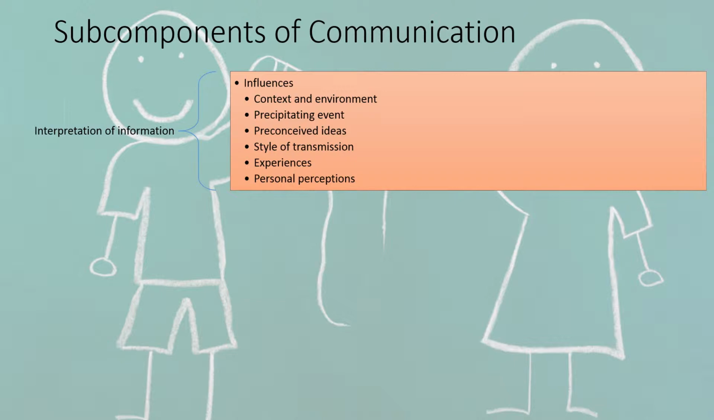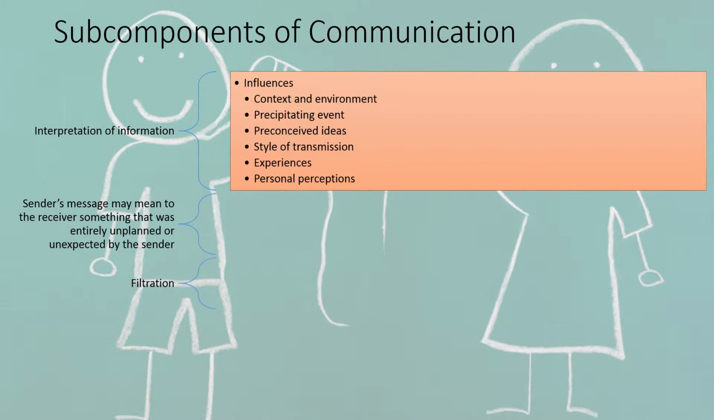Another influence, experiences. From the past, situations can actually influence how someone communicates. It can also influence how somebody interprets information. Another influence is personal perceptions. These can have a profound effect on the quality of the communication. The sender's message may mean to the receiver something that was entirely unplanned or unexpected by the sender.